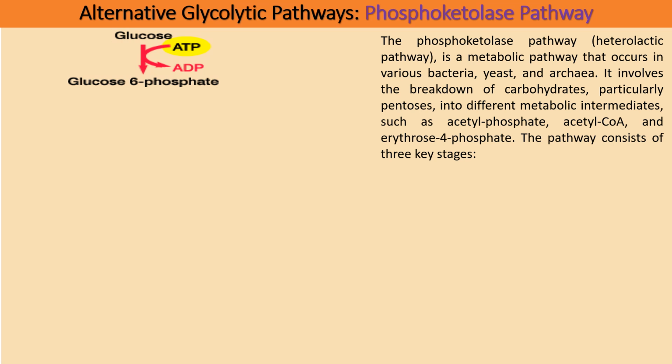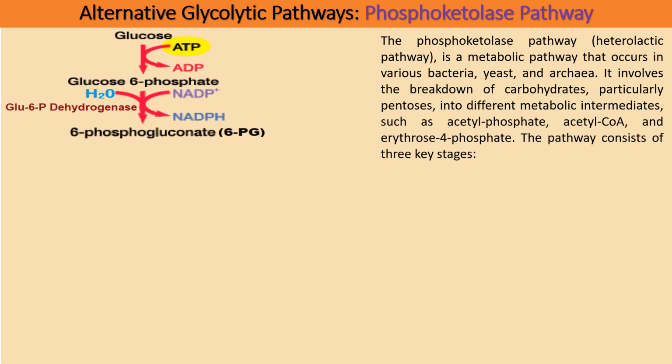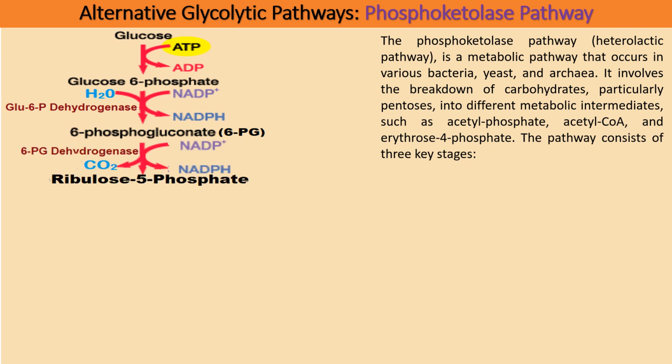In the first step, glucose is phosphorylated to glucose 6-phosphate like in other glycolytic pathways, and then glucose 6-phosphate is dehydrogenated to 6-phosphogluconate like in the pentose phosphate pathway and the Entner-Doudoroff pathway. Next, the 6-phosphogluconate is dehydrogenated to ribulose 5-phosphate, just like in the pentose phosphate pathway.